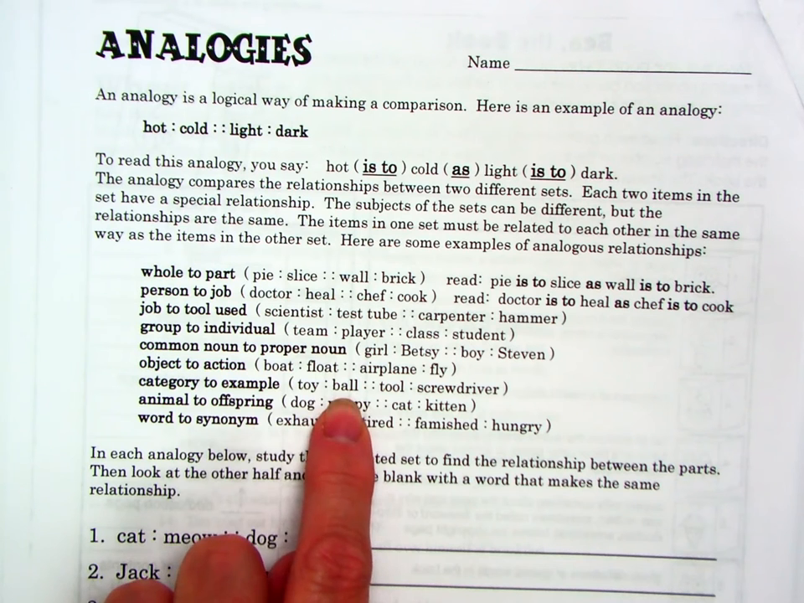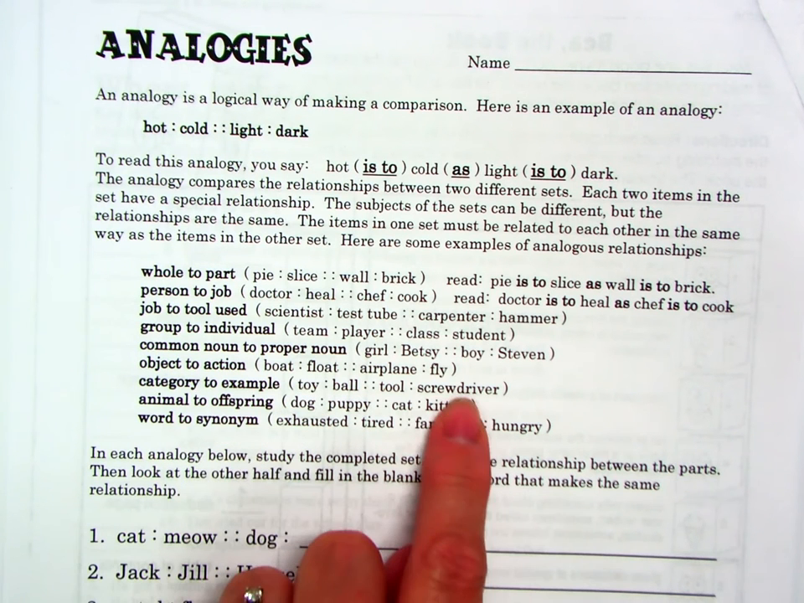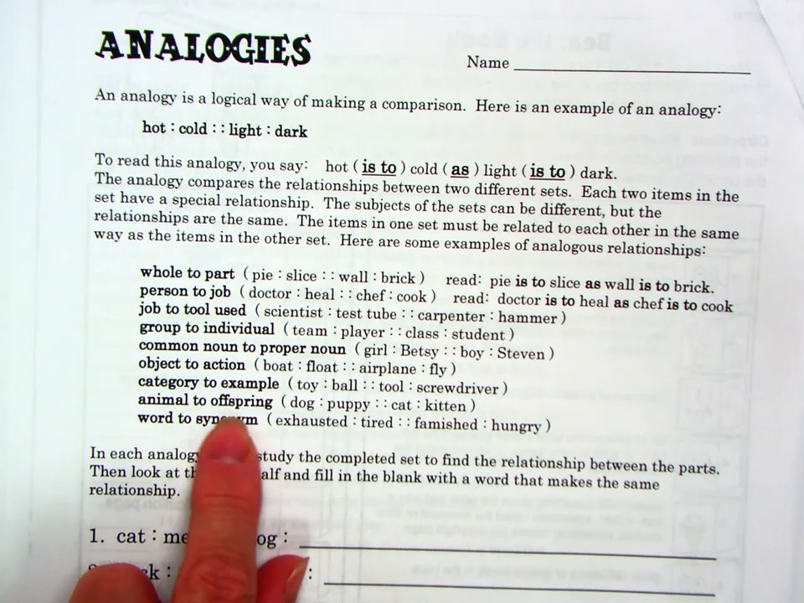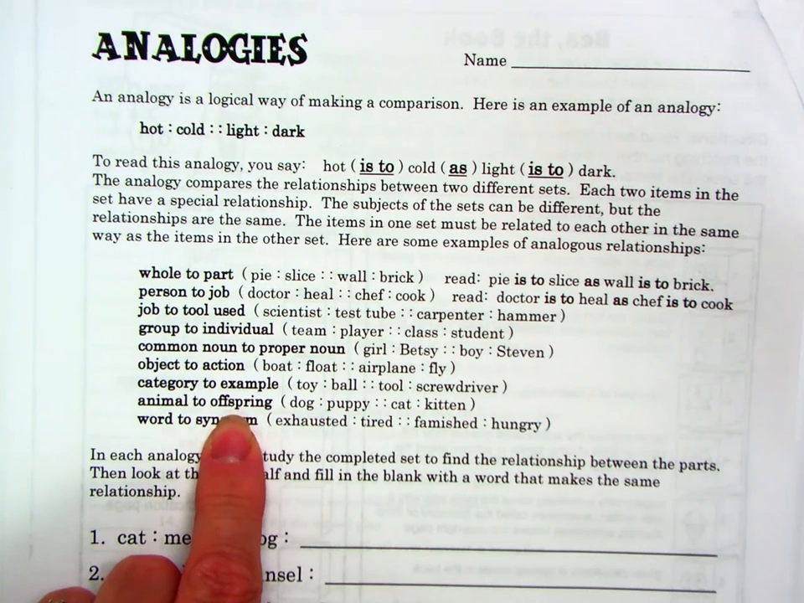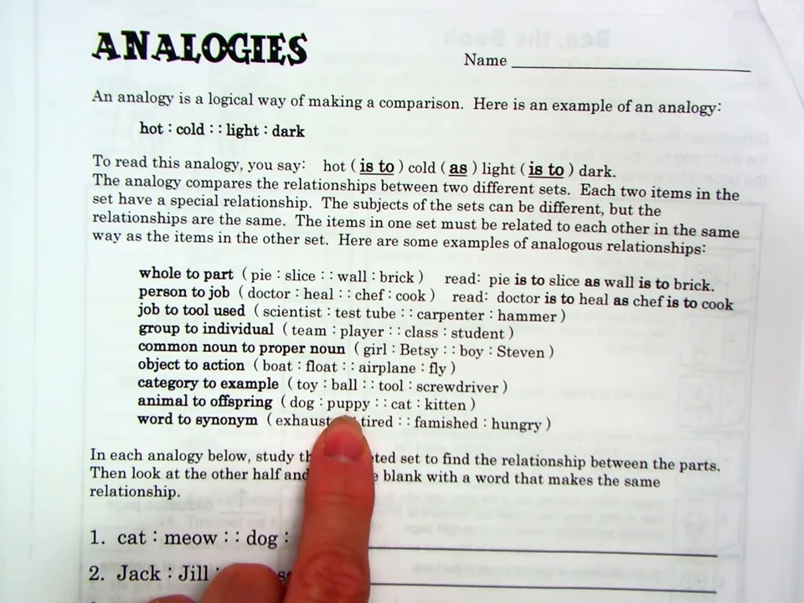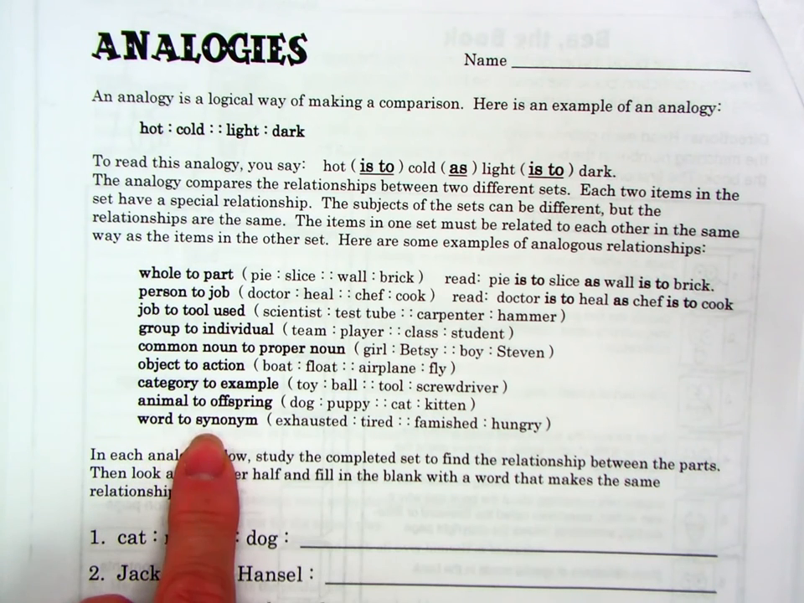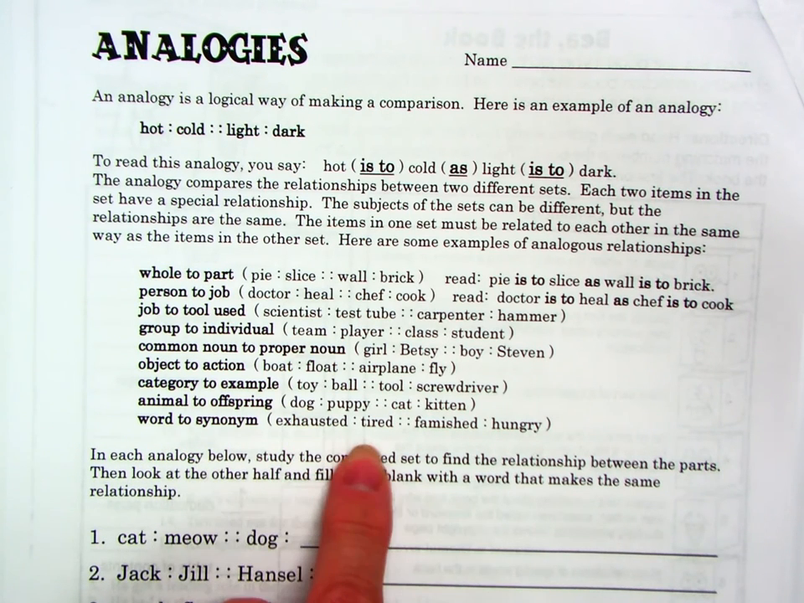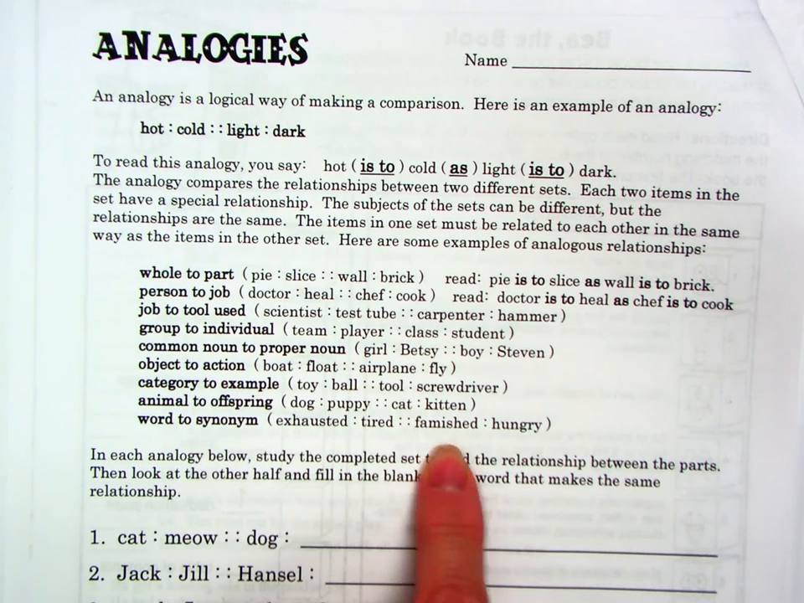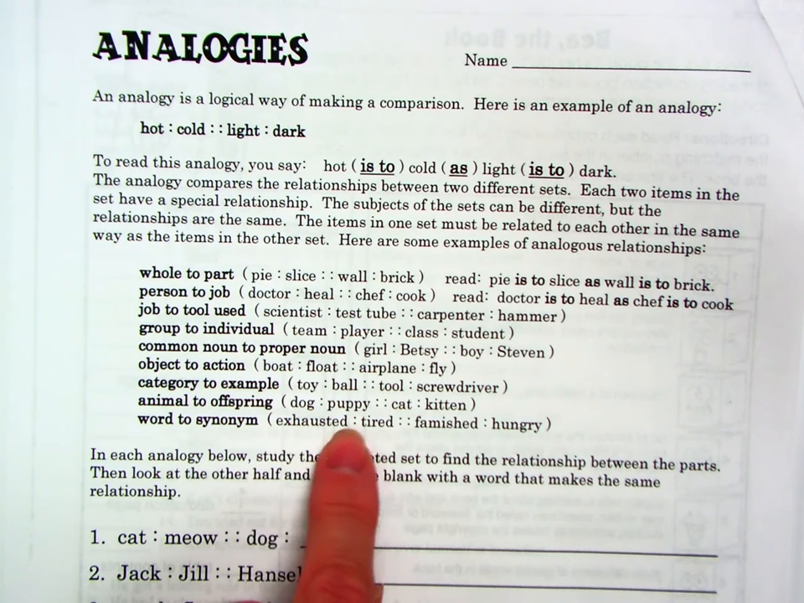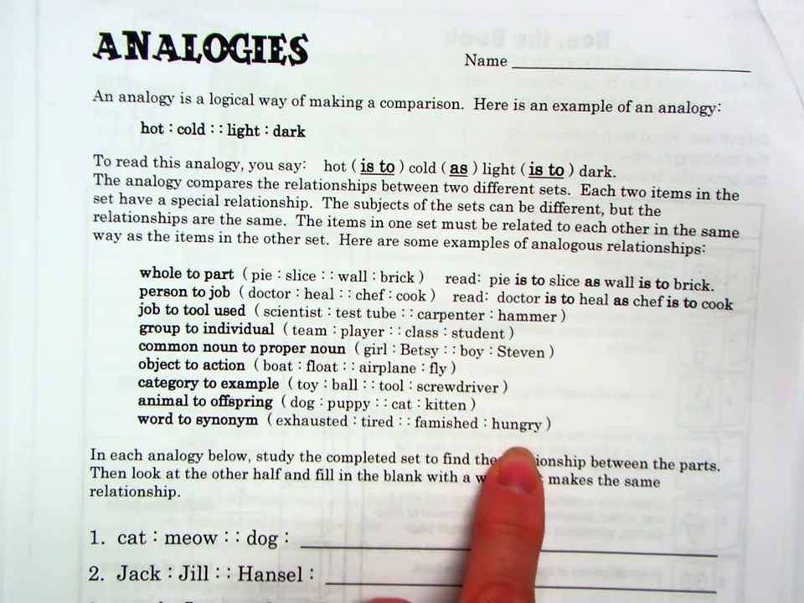A ball is an example in the category of toys. A screwdriver is an example in the category of tools. Animal to offspring. Offspring means young or baby child. Dog is to puppy, as cat is to kitten. Word to synonym. Exhausted is to tired, as famished is to hungry. Exhausted and tired are synonyms, meaning they mean about the same thing. Famished and hungry are synonyms.